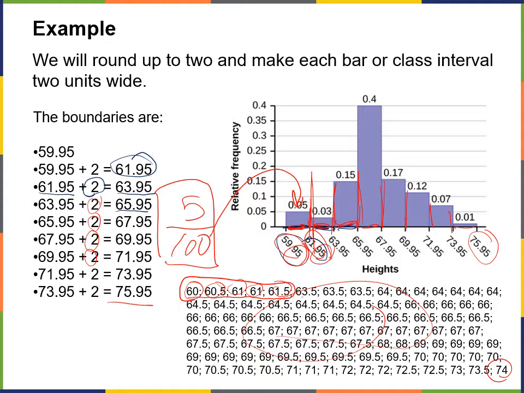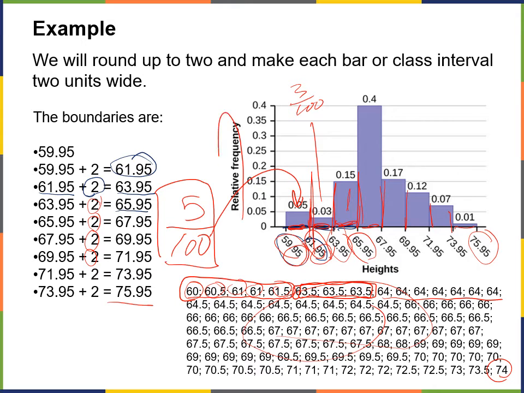So you look at that, and boom, these 3 right here, those 3 are the data values that fall into that next class. Well, 3 out of 100, right? 3 out of 100 would be 0.03, and we just keep doing that. How many would fall between 63.95 and 65.95? Count them up, and then turn it into a relative frequency.